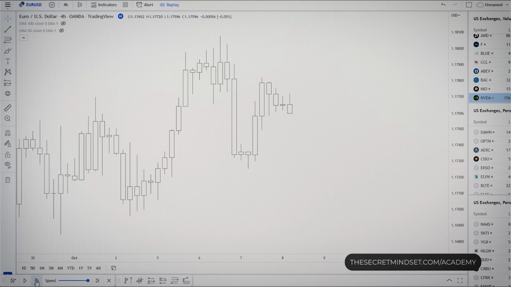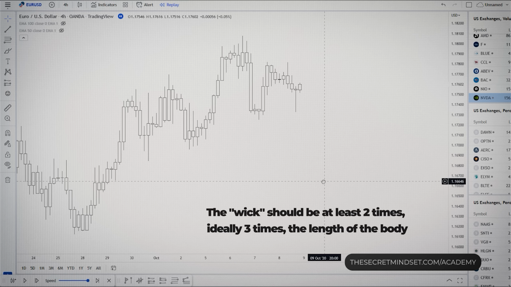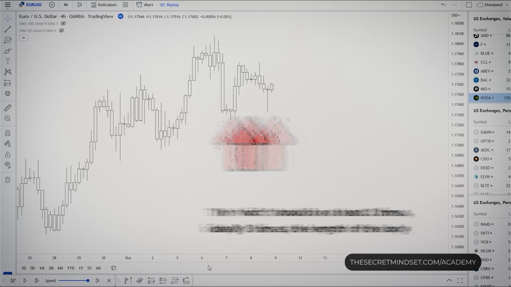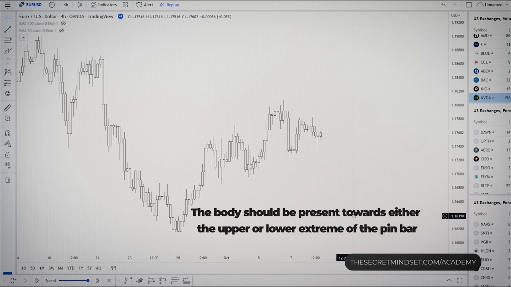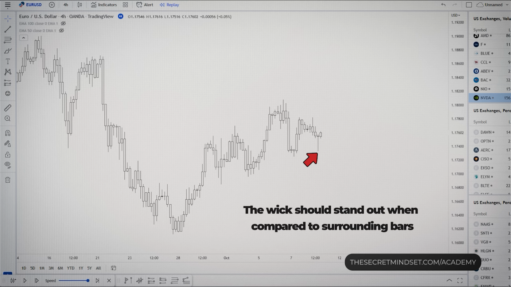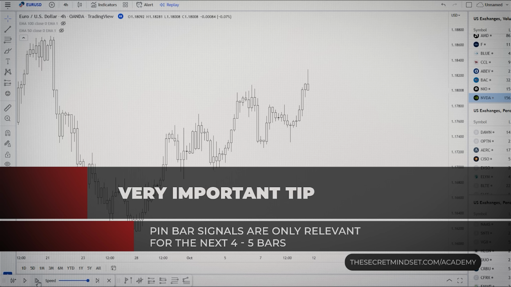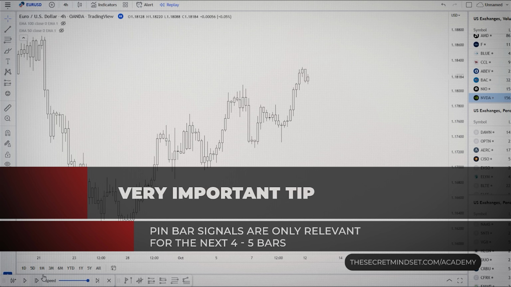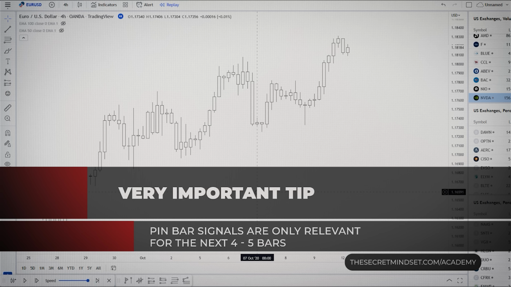So what makes a tradable pin bar? I mainly look for several points. The wick or tail should be at least 2 times, ideally 3 times, the length of the body. The body should be present towards either the upper or lower extreme of the pin bar. The wick should stand out when compared to surrounding bars. Generally, pin bar signals are only relevant for the next 4 or 5 bars. So if you watch the daily time frame and a pin bar forms, it will make most of its impact on future price moves within 4 or 5 days of its creation.